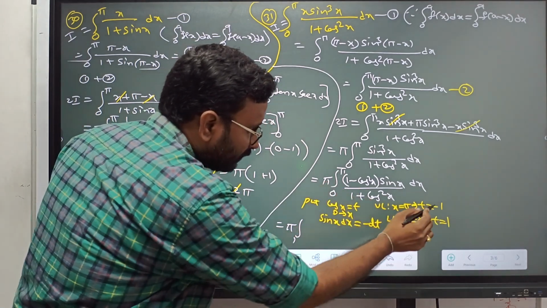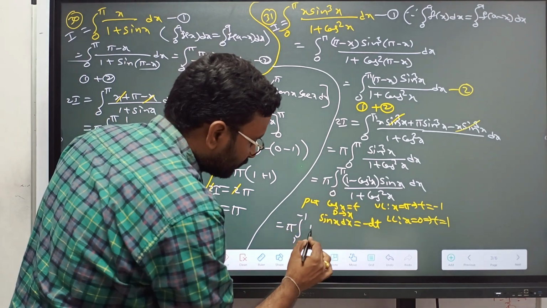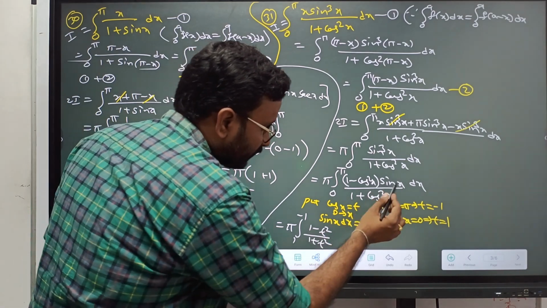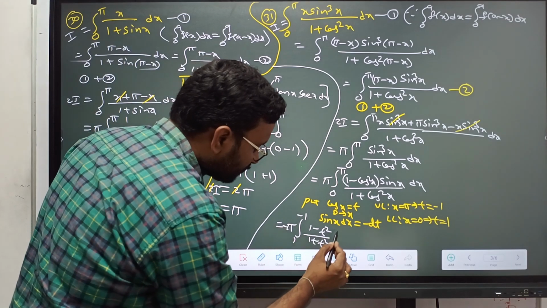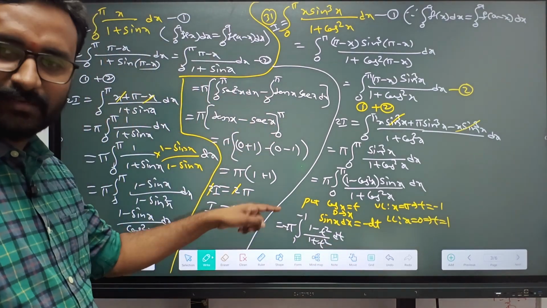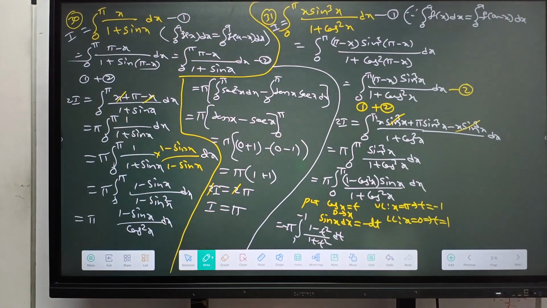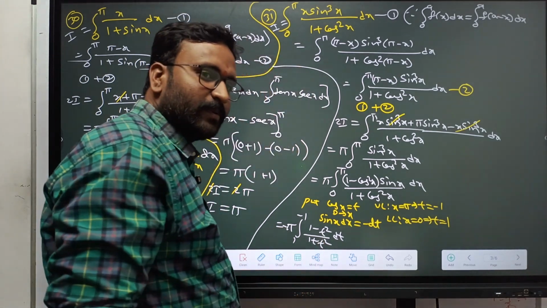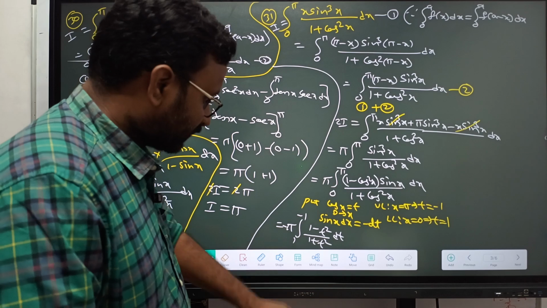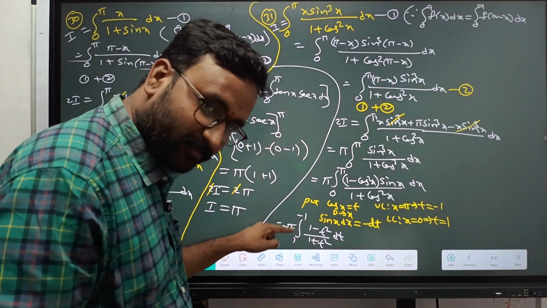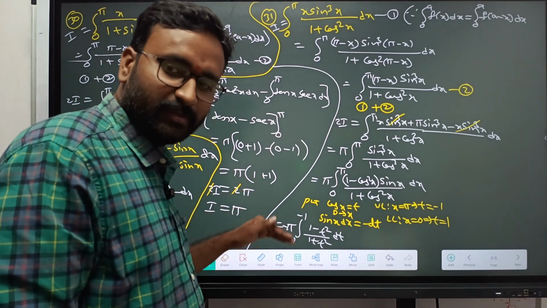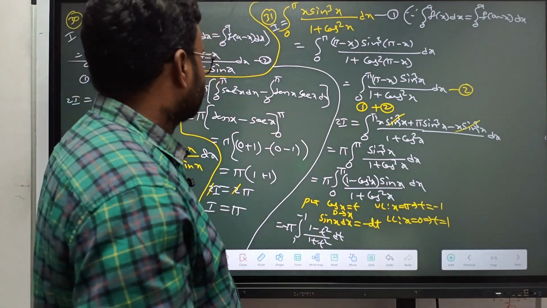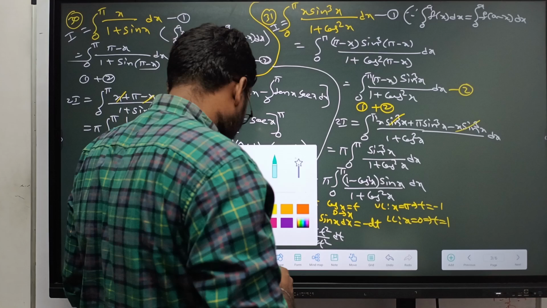and 1 minus t square by 1 plus t square, sin x dx is minus dt. See, actually it should be minus 1 to 1, not 1 to minus 1. 1 minus t square by 1 plus t square. See, actually minus 1 to 1 is okay, but 1 to minus 1 is not possible. The lower limit should be smaller, and the upper limit should be bigger compared to the lower limit. Okay, 1 minus t square by 1 plus t square dt. So we need space. Okay, change the color.